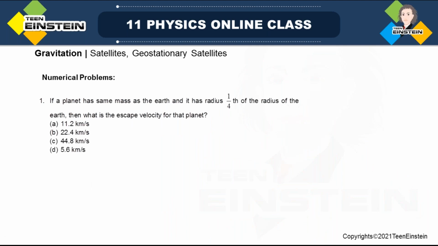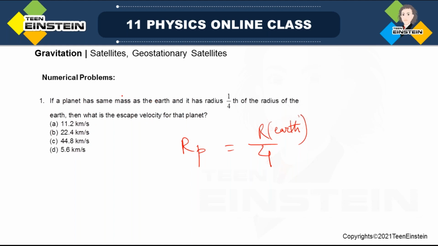Now let us go to the next problem. If a planet has the same mass as the Earth and it has a radius one fourth of the radius of the Earth. Suppose Earth has radius R, so this particular planet will have radius R by 4. This is the radius of Earth. Okay. Now what will be the escape velocity on that planet?